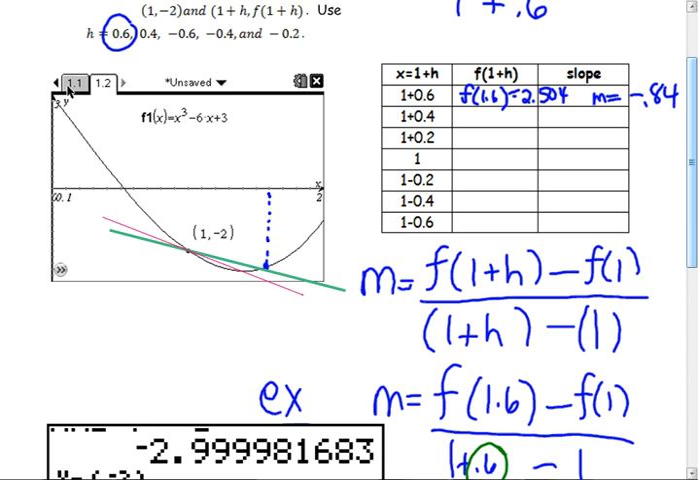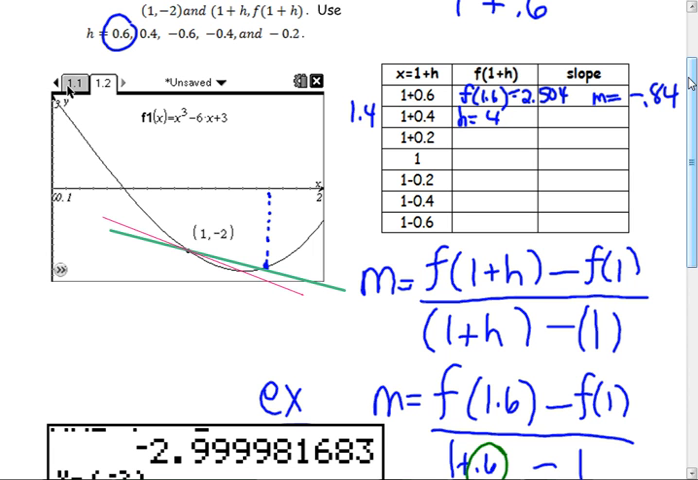It's not asking for just the y value. It's asking for the slope between that and 1, negative 2. So what's my next h value? H equals what? Right here, it's 0.4, right? And so where am I going to be? I'm going to be at 1.4.